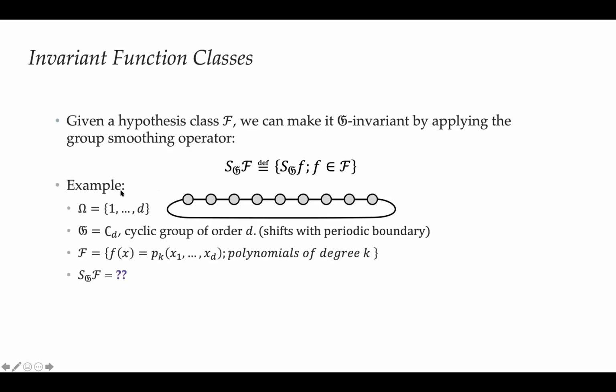Just as an example, to see how this mechanism works, think about the grid that contains just D elements, so D nodes on the grid, and we create a periodic boundary just to make our life easier. Here we can consider, as a first example of an invariance group, the group of all cyclic translations, like shifts. And let's consider as our hypothesis class the space of polynomials of degree k, so all the polynomials of degree k that I can express in the variables x1 to xD.